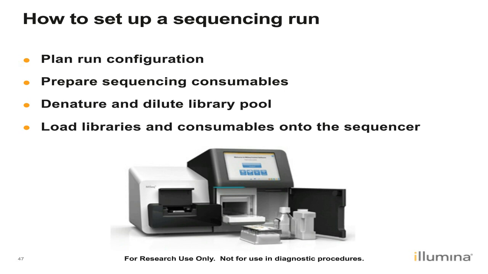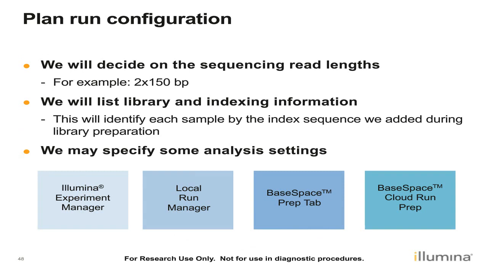To plan the run configuration, we will decide on the read lengths. An example read length is 2 by 150 base pairs, or paired 150 base pair reads. Each Illumina library preparation method has read length recommendations.